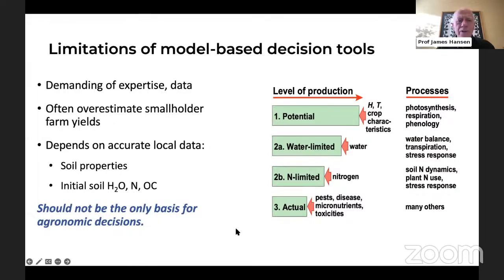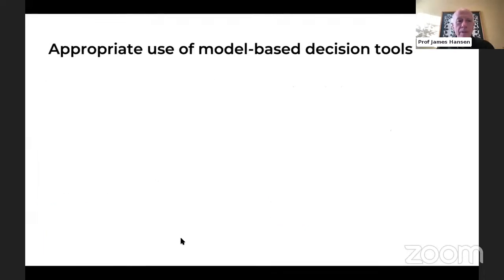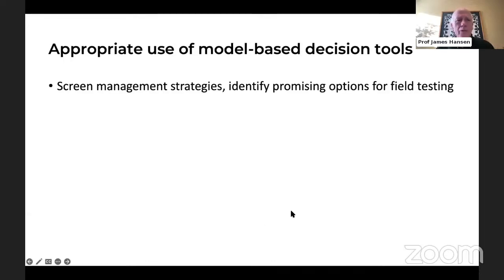And so for these reasons, model-based decision support tools should not be the only basis for making agricultural extension recommendations or for farmers to make decisions. So if they have these limitations, what could they be used for? Well, first of all, they can be quite useful for screening a range of management strategies and identify a promising subset that could be tested on farm or at the experiment station.